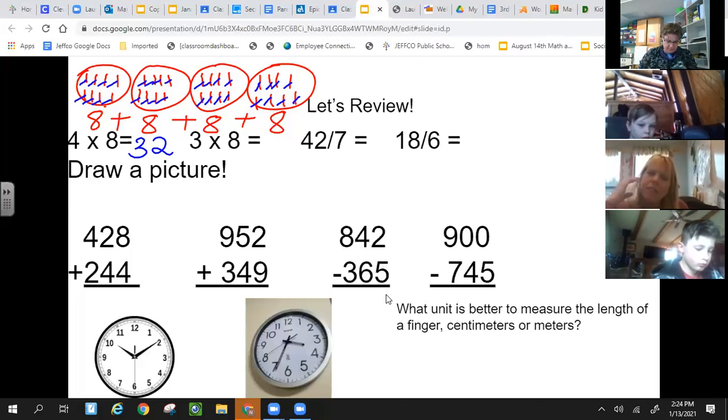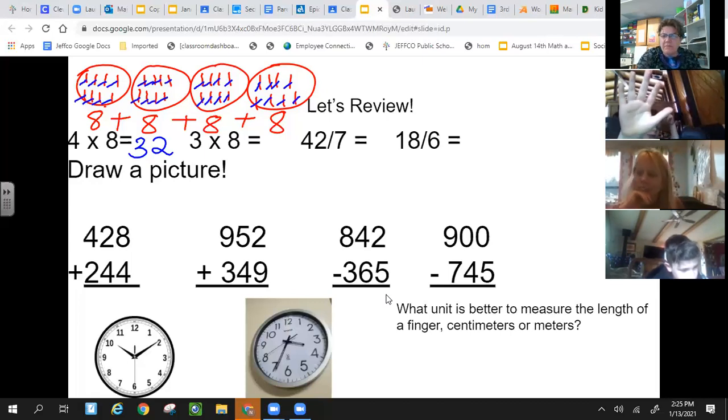Did anyone think of another way you could solve it besides drawing a picture? If I wanted to know what 4 times 8 is, what could I do? Serene.